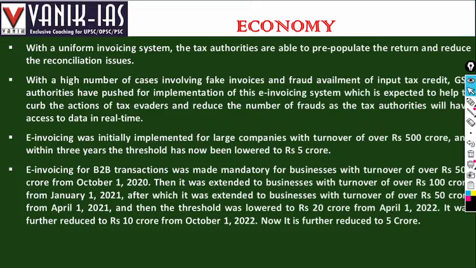Okay, so this is the government's initiative to put small companies under this e-invoicing system to make the system more facilitating. E-invoicing for B2B transactions was made mandatory for businesses with turnover of 500 crore from 1st October 2020, then it was extended to businesses with turnover of 100 crore from January 2021, after which it was extended to businesses with turnover of 50 crore from 1st April 2021, then the threshold was reduced to 20 crore from 2022, reduced to 10 crore in October 2022, and now it is further reduced to 5 crore.